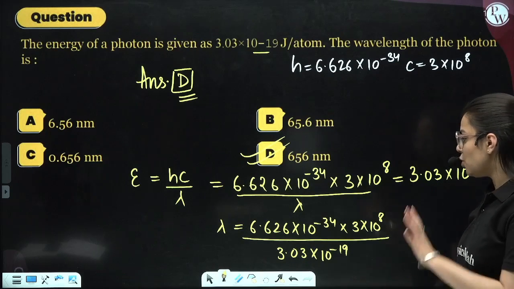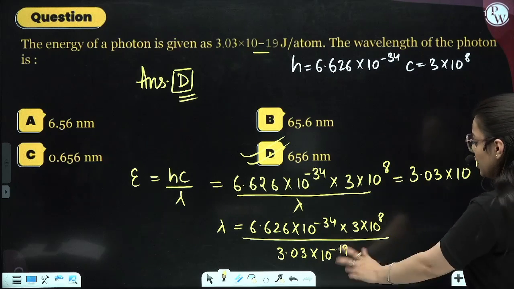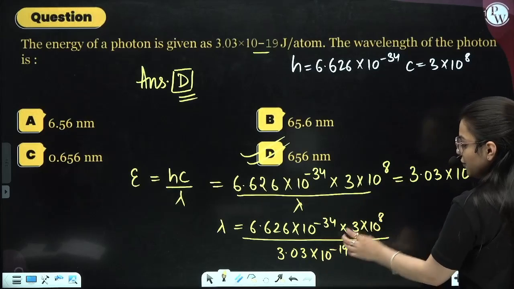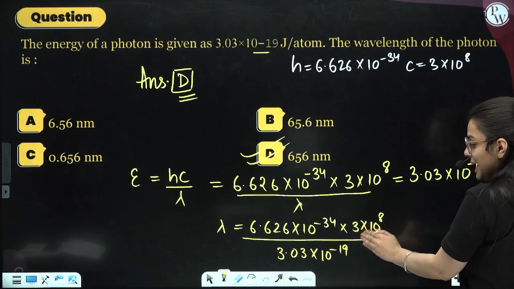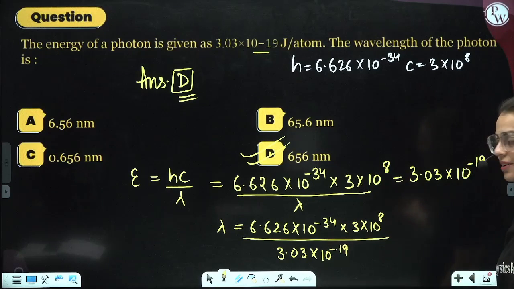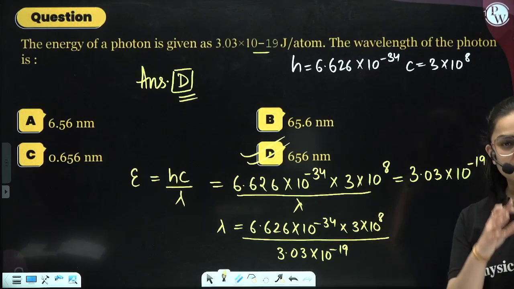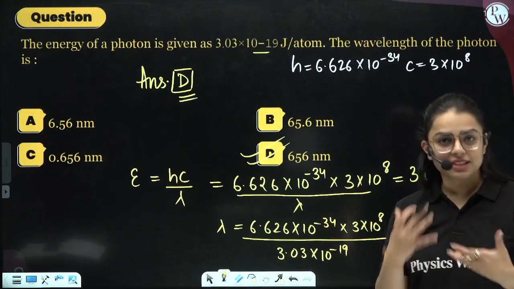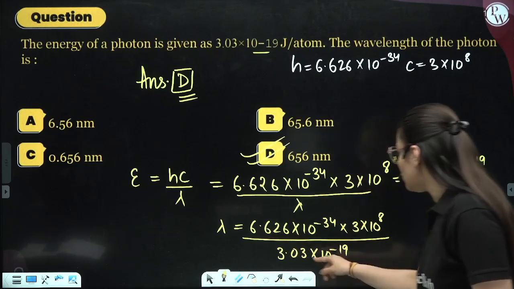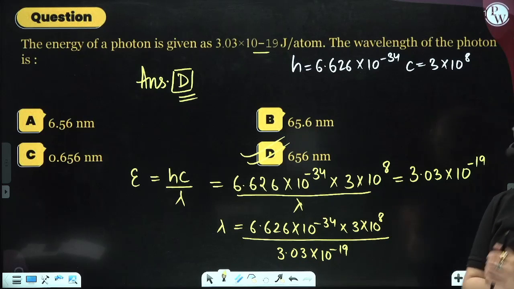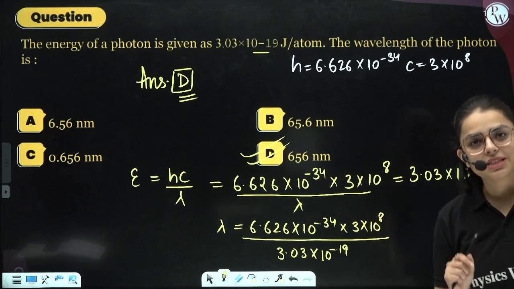Before going to the next question, let me tell you one more thing. See, if this goes in the upward direction, it will become plus 19. 19 plus 8 is 27. Then you solve it: minus 34 plus 27. This way you get it, and then you divide out all the zeros, and you get your answer in nanometers. So it will be 656.